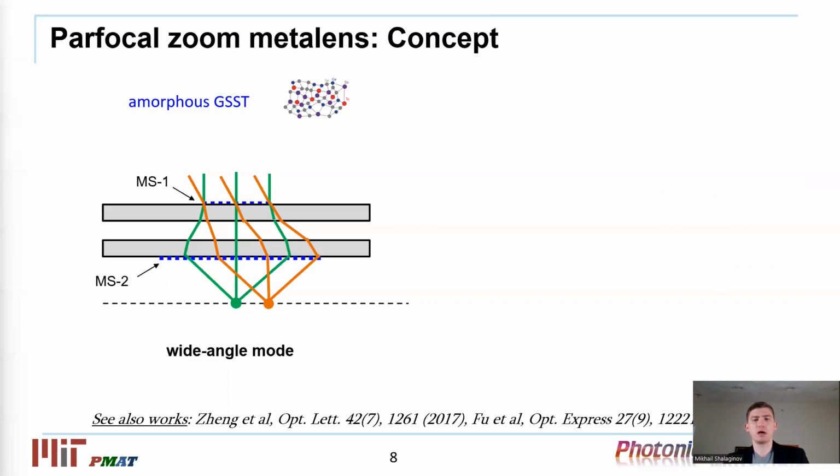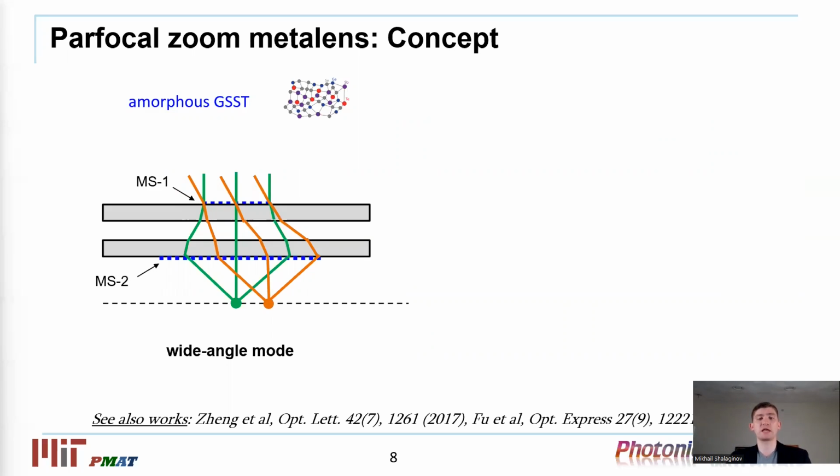A parfocal zoom metalens design was first theoretically conceptualized by Zhang et al. in 2017. However, the design only affords a small zoom ratio. Moreover, no parfocal zoom metalens has been experimentally demonstrated to our knowledge. So here, in our case, the parfocal zoom metalens is considered as a metasurface doublet. The metasurfaces are color-coded with blue for the amorphous state and red for the crystalline state.